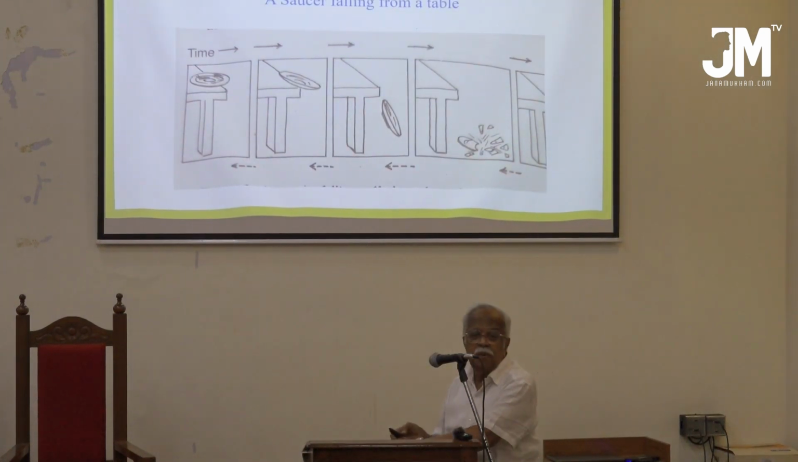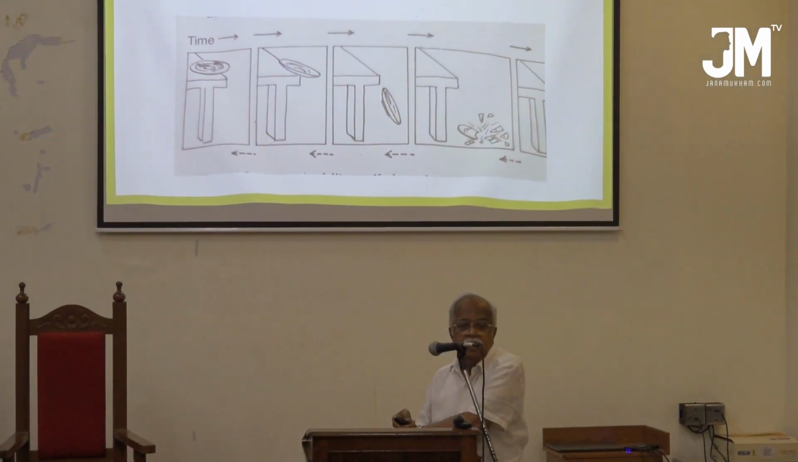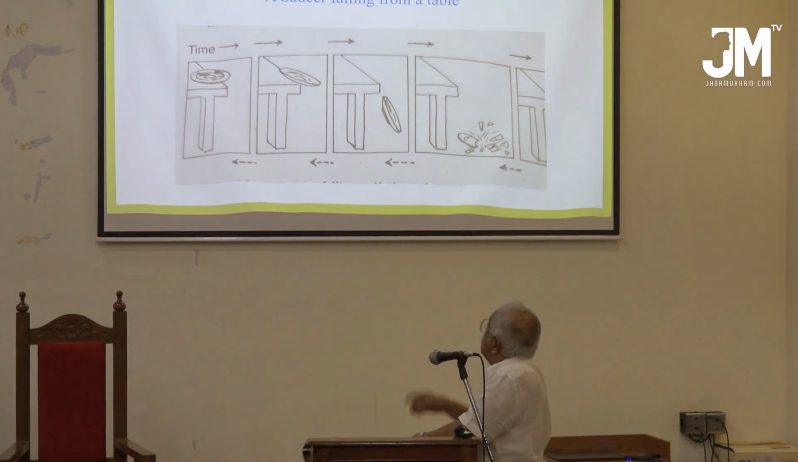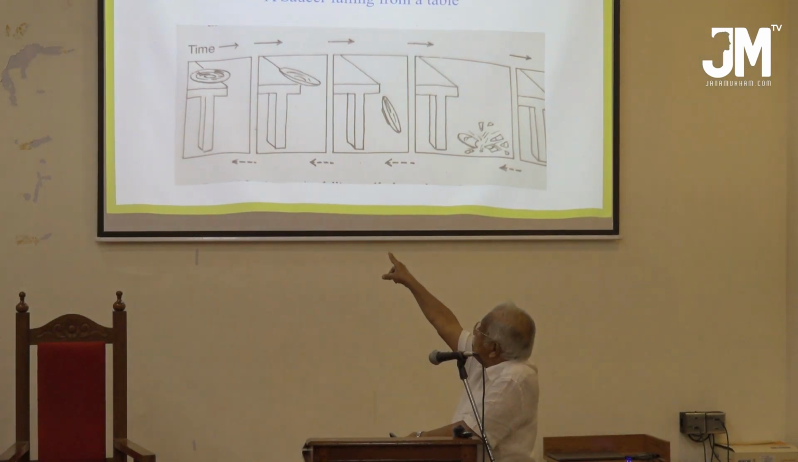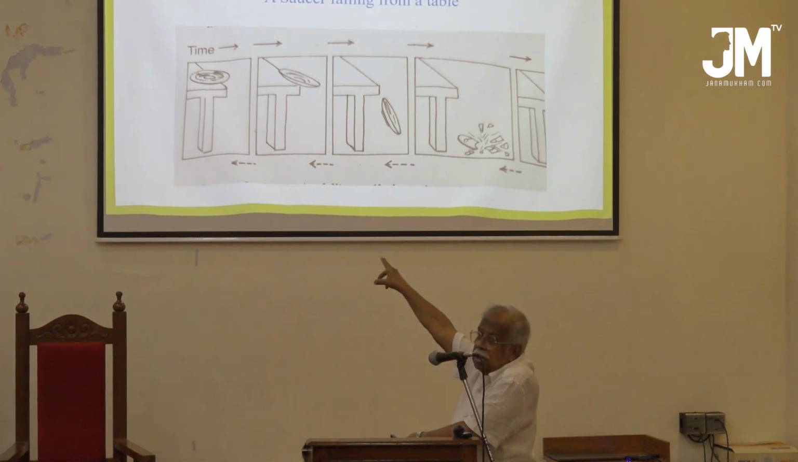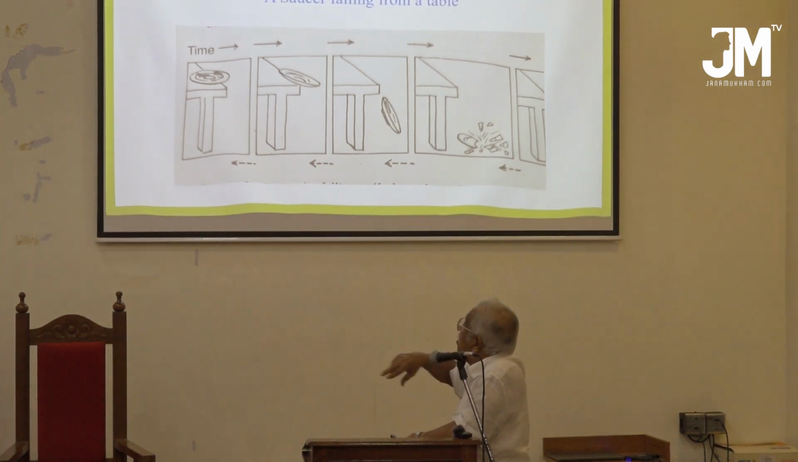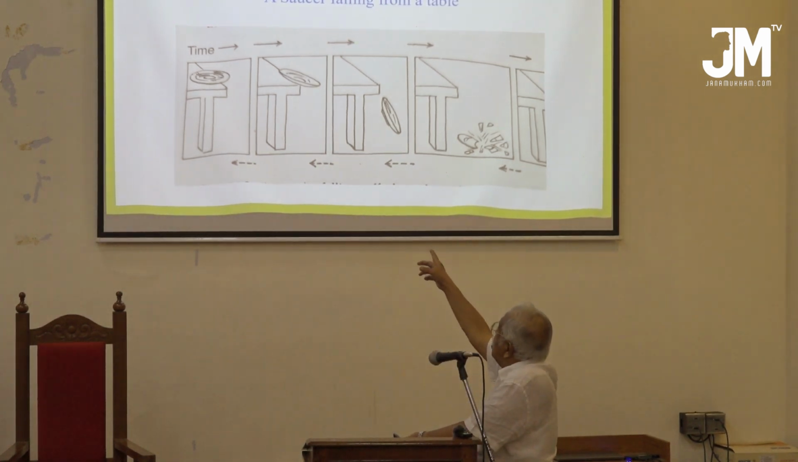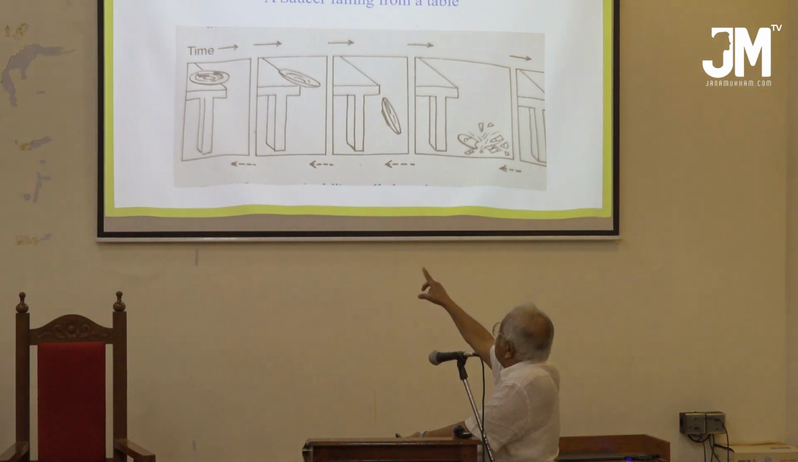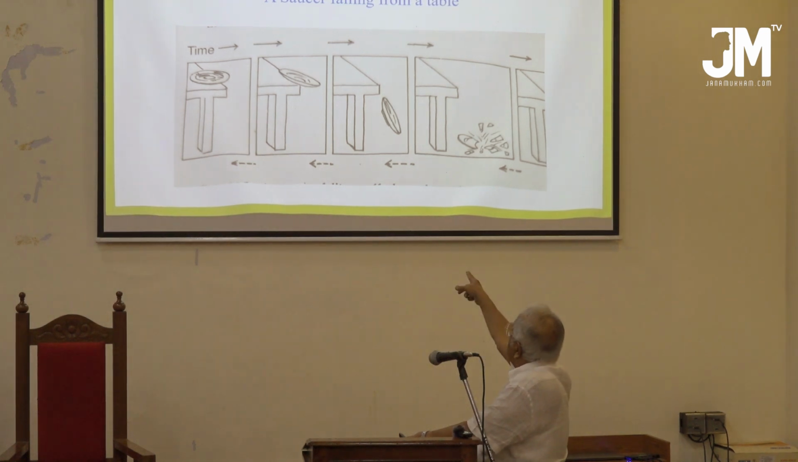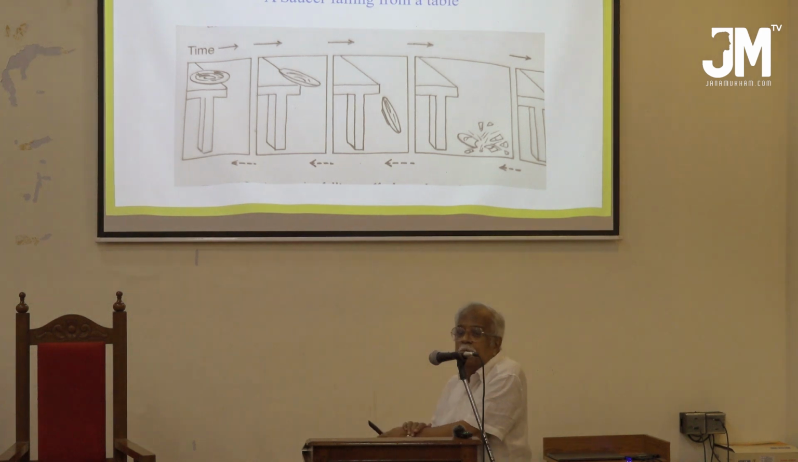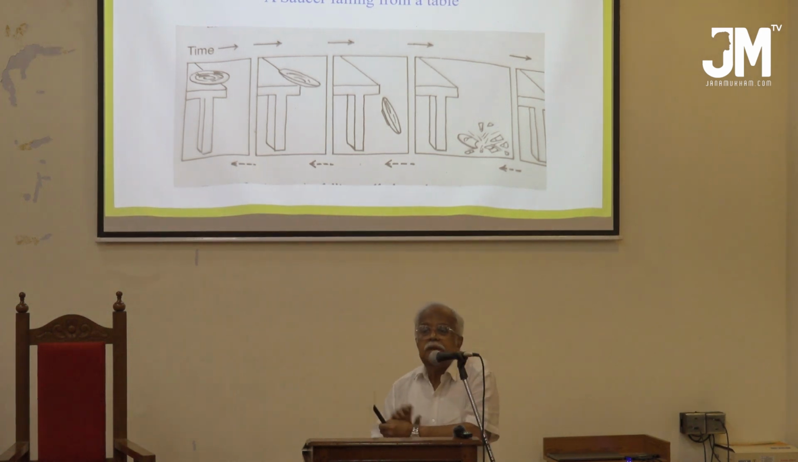This is an example of an irreversible process: a saucer falling from the table. Here in picture 1, a saucer is kept on the table. It slips to the floor. It falls. It breaks into so many pieces. It is an irreversible process, I say.